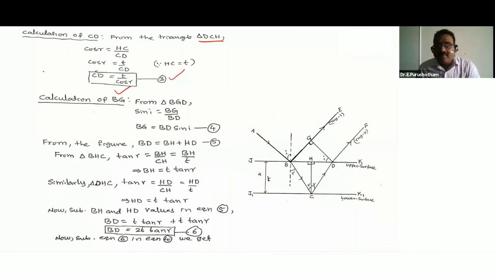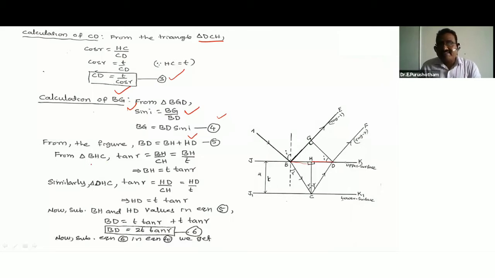From the triangle BGD, I want to take sin i. Sin i is equal to the opposite side BG by the hypotenuse BD. So BG is equal to BD sin i, equation number 4. But what about BD? BD is BH plus HD, this is equation number 5.